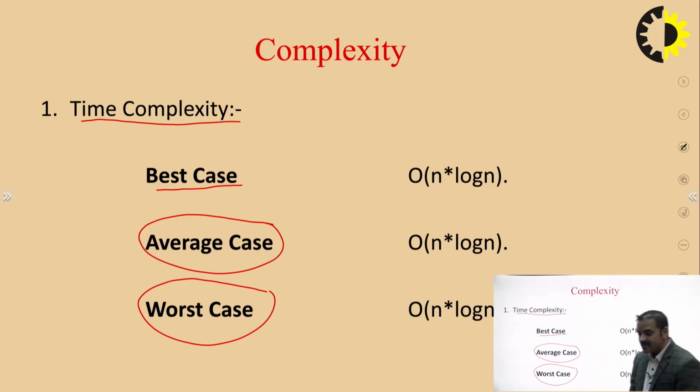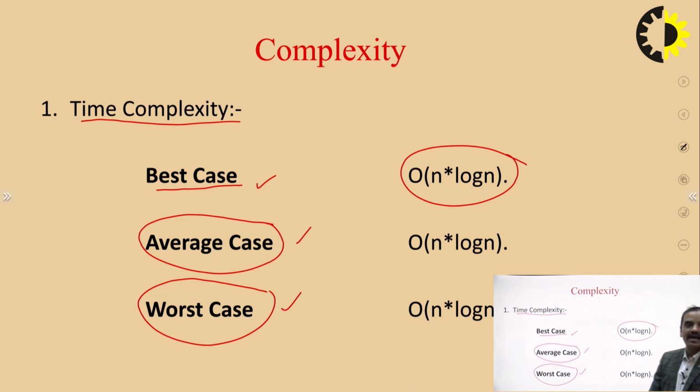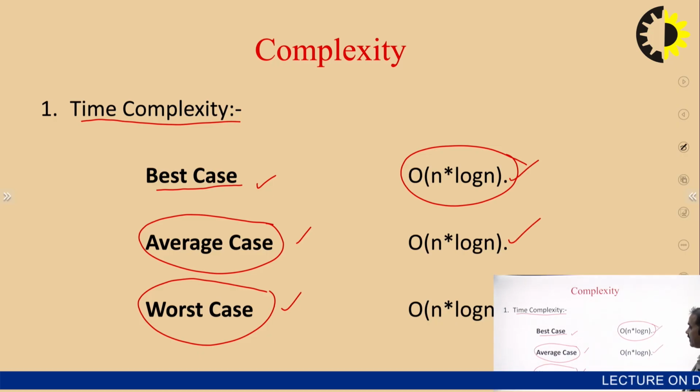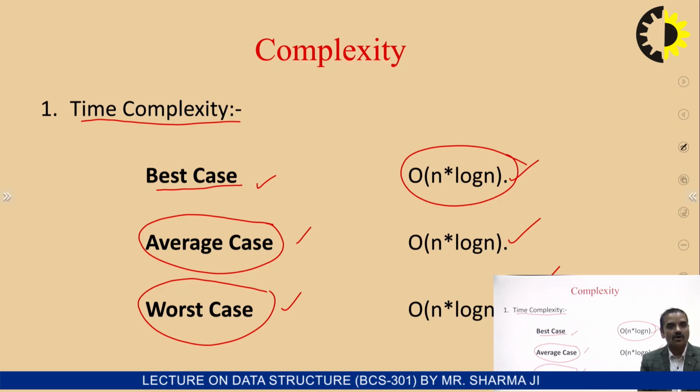In merge sort, there is a basic advantage. In each case, whether best case, average case, or worst case, the time complexity is order of n log n. This is the main advantage of merge sort, so in most cases we use merge sort. In the best case n log n, in the average case also n log n, and in the worst case the time complexity is also n log n. This is the main basic complexity of the merge sort algorithm.